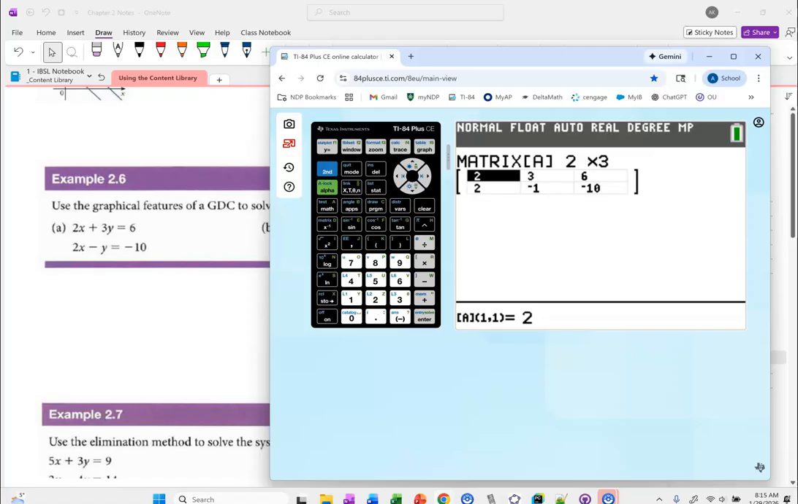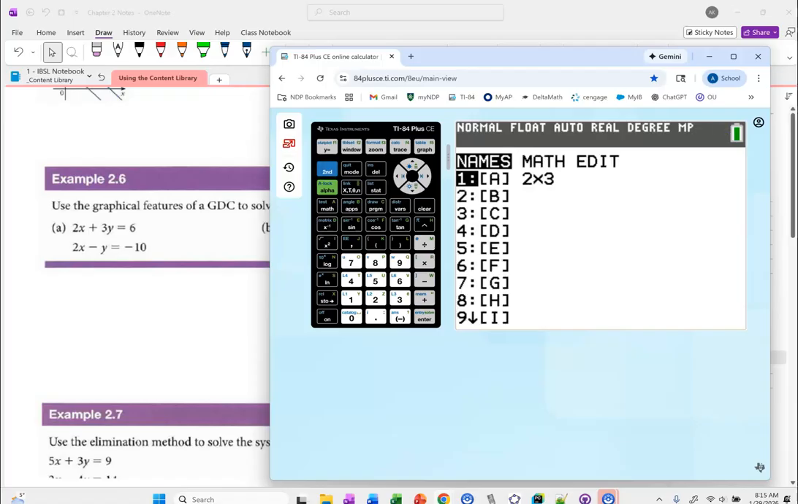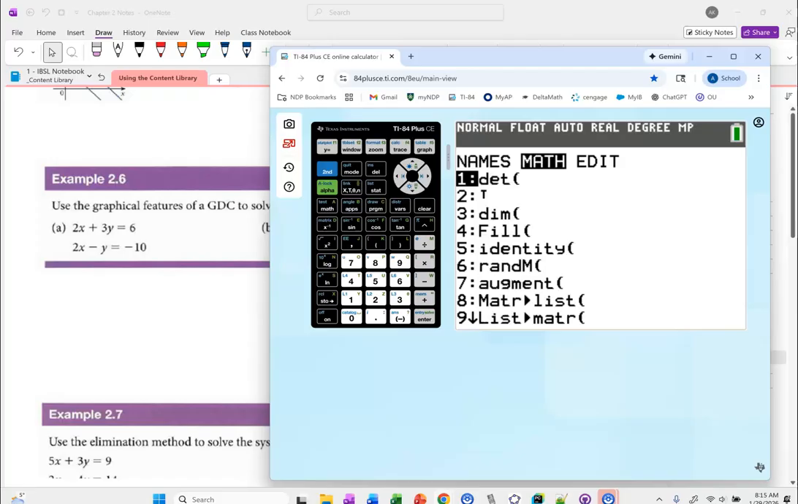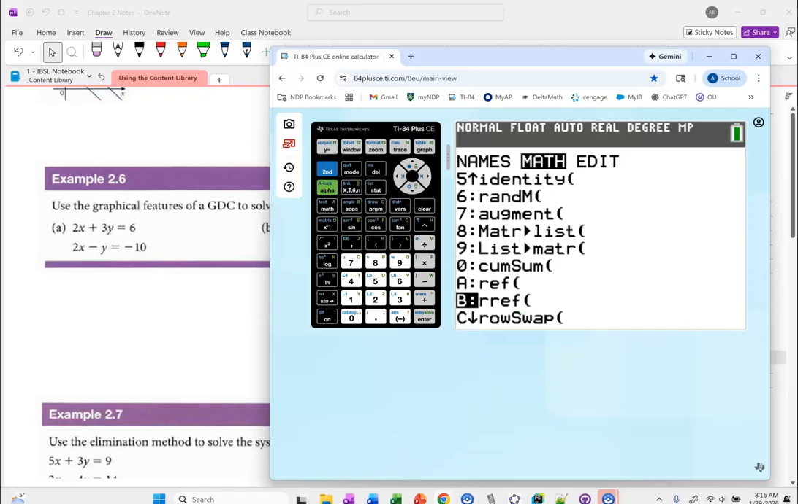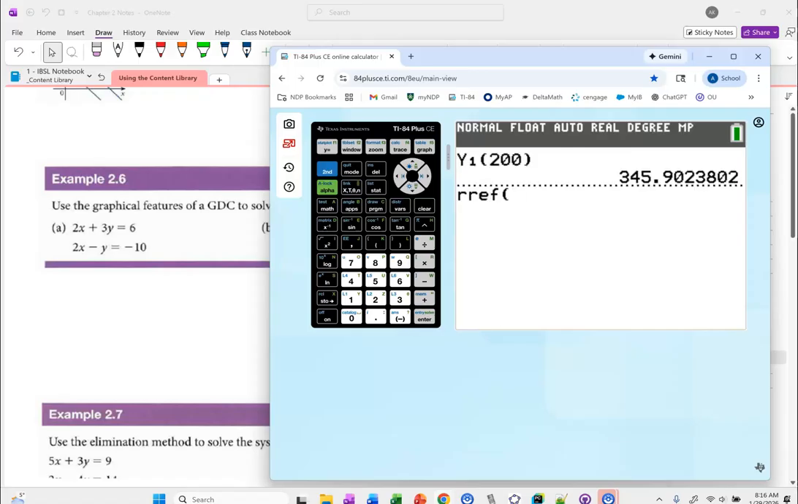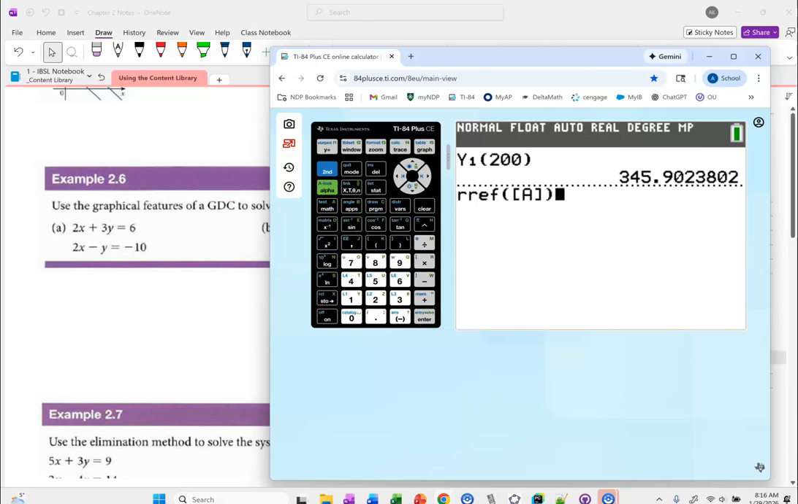Does everybody feel good so far as how we got that into the calculator? Okay. We exit out of here. We go from the home screen back to the matrix menu, but this time to the math tab. We scroll all the way down to the bottom till we see the RREF command. Make sure you pick the one with 2 R's. That stands for row reduced echelon form, if you care.